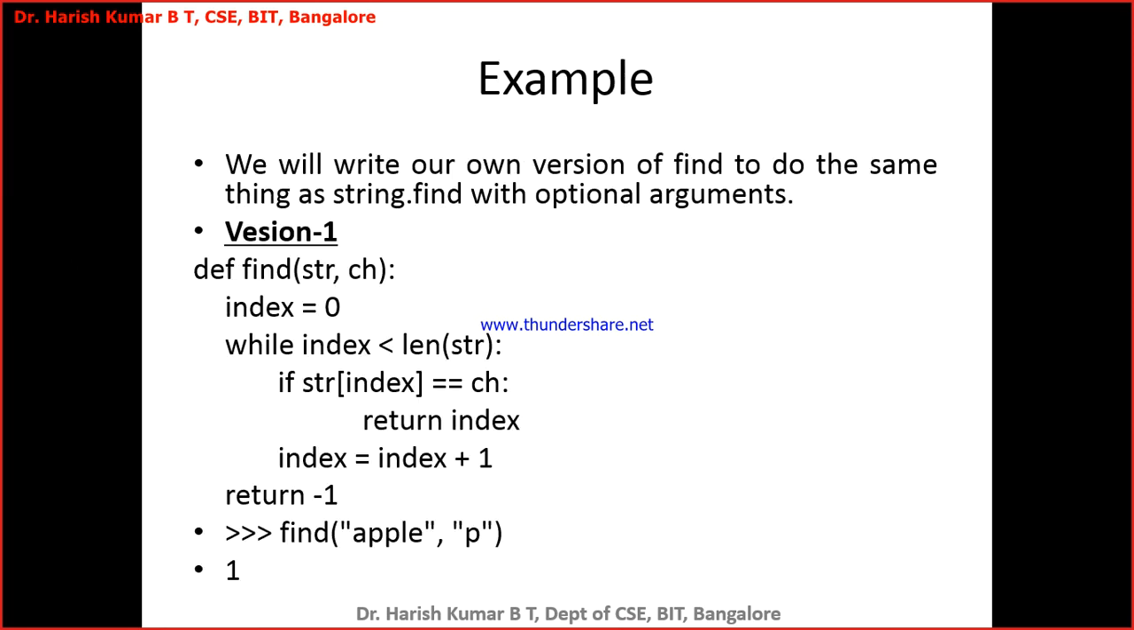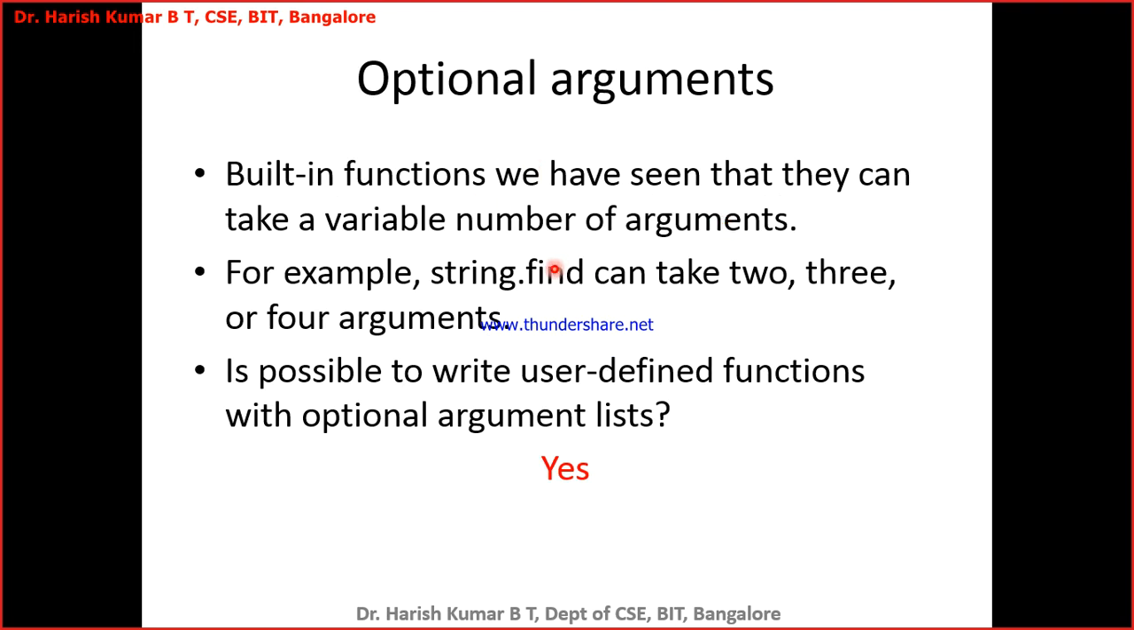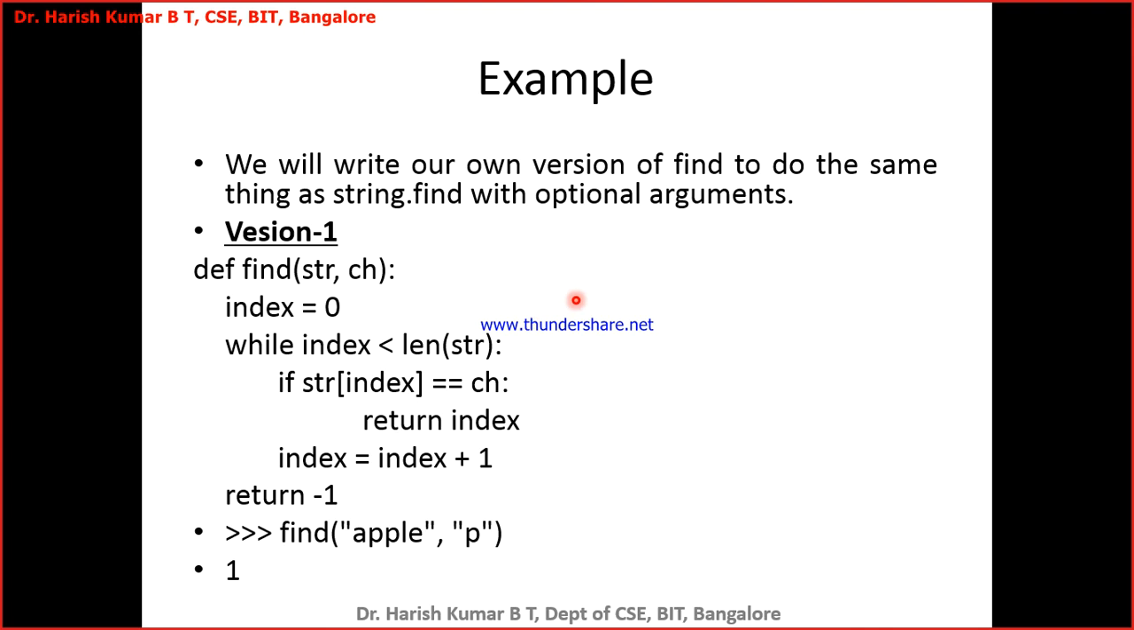Now how to do that? I have an example here. We will write our own version of find to do the same thing as string.find with optional arguments. The built-in function find was taking sometimes 2 arguments, 3 arguments, or even sometimes 4 arguments. Now we'll write our own definition for the method find, and we'll make it take optional arguments, or a variable number of arguments.